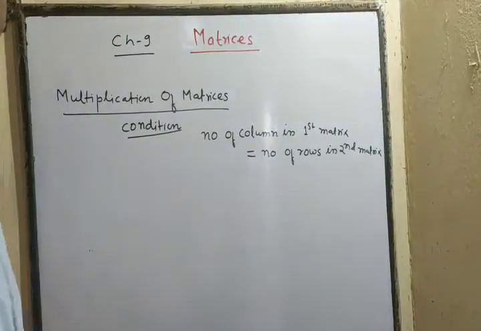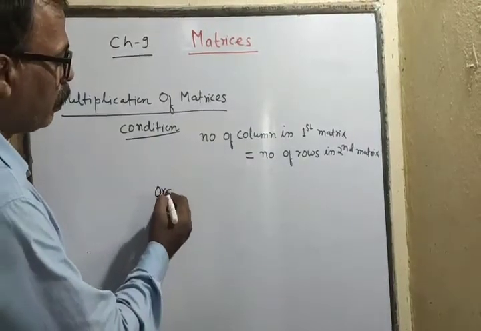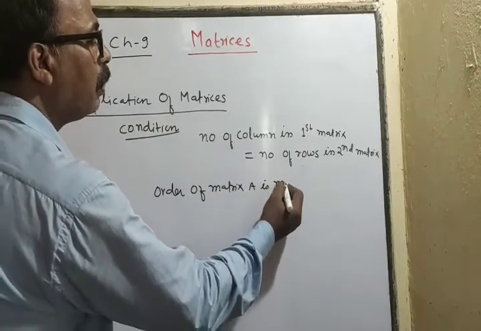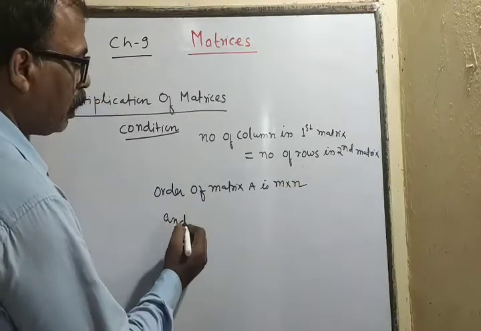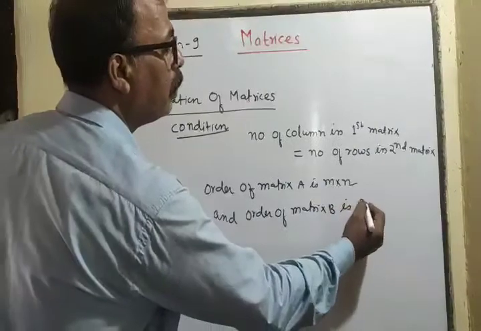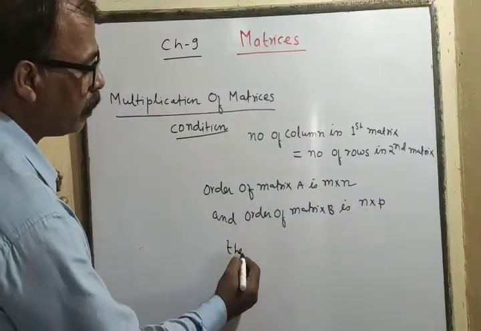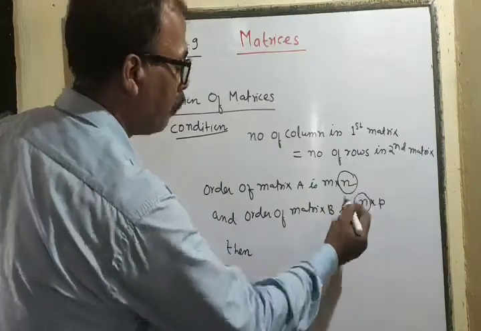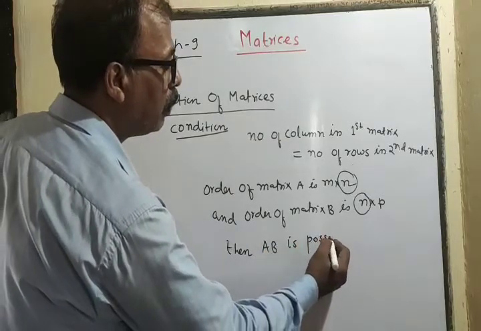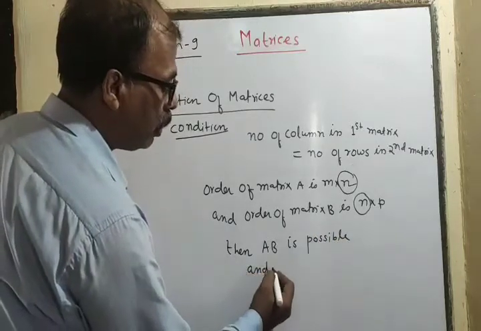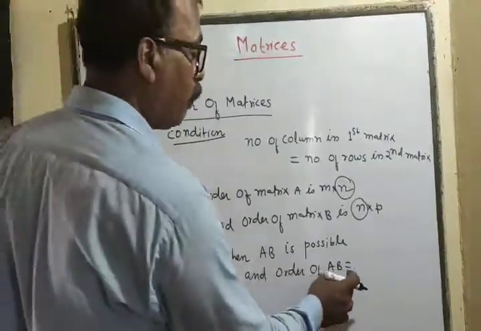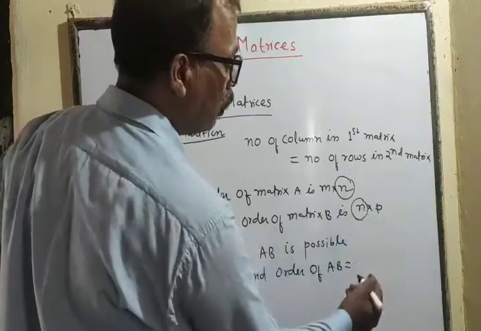Now about multiplication of matrices, one more fact is there. If the order of matrix A is m into n, and the order of matrix B is n into p, see, the number of columns is equal to the number of rows, then AB is possible, and the order of AB will be the product of this and this. This will be m into p.